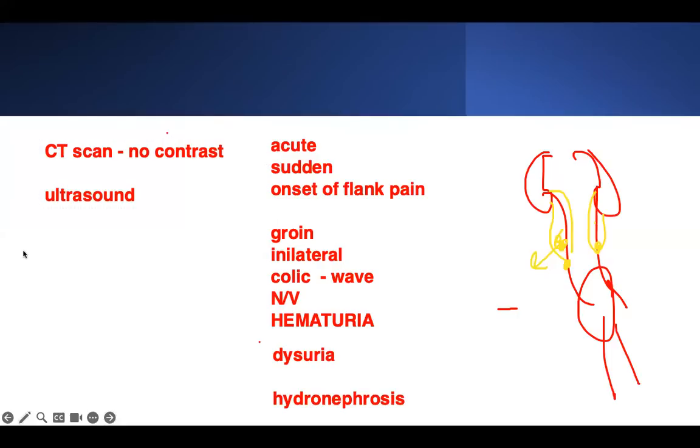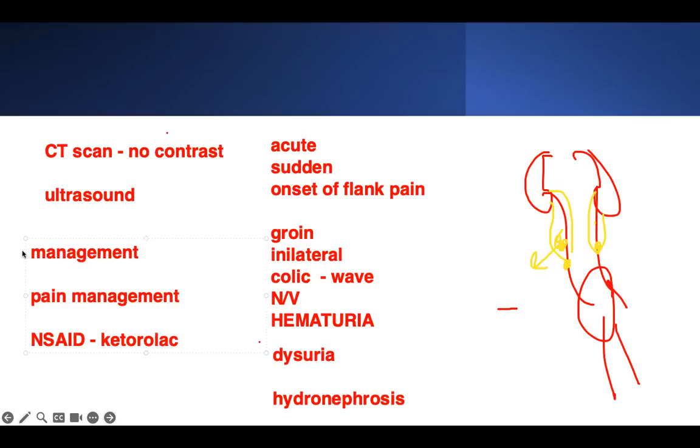Okay, management, this is very important. This is very, very painful. So give them pain management. Most of the best pain management are NSAID and ketorolac. This is the best one, NSAID. But you can give them opiate also. But NSAID is your best point. You can use non-pharmacological, like heat pad, okay? But if you have to give them something, give them what? NSAID as much as possible.